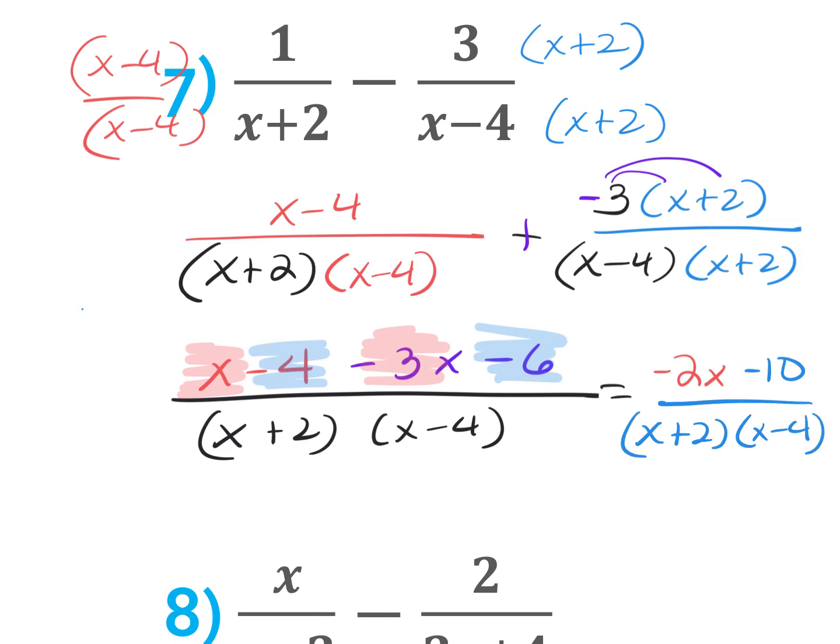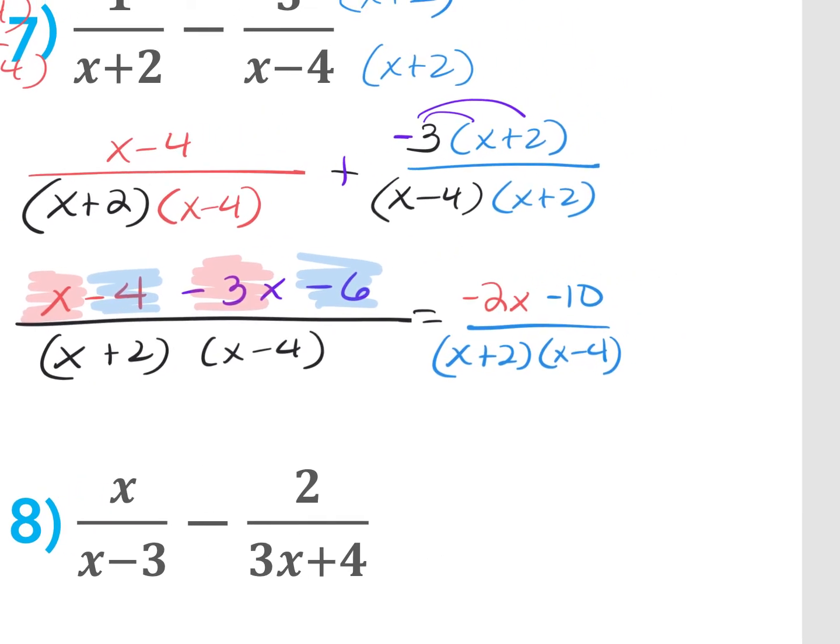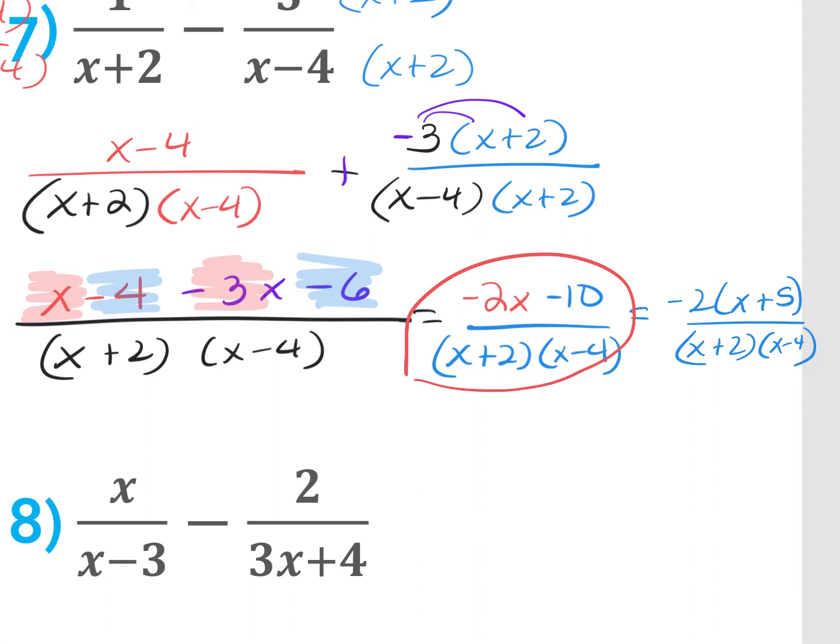Now, what you should do is just make sure that if you were to factor this, I can factor out a -2, and I'm left with x plus 5. I need to check it to see if anything would cancel. Nothing simplifies, so in this case, I would accept either this answer or this answer. Yes?